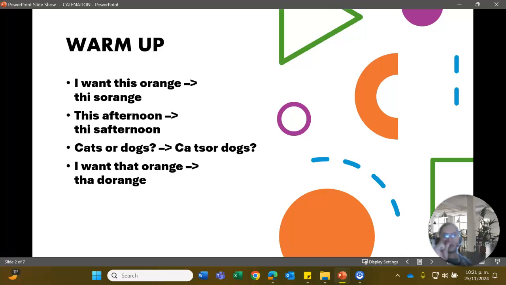For example, on the first sentence, we have "I want this orange." But then you have something in this part that, without explaining anything, could be strange. If you try to read, you may read something like "this orange." So try to focus on the second part, the one after the arrow. For example, in the second, "this afternoon," or maybe in the third one, "that orange." I'm so sorry.